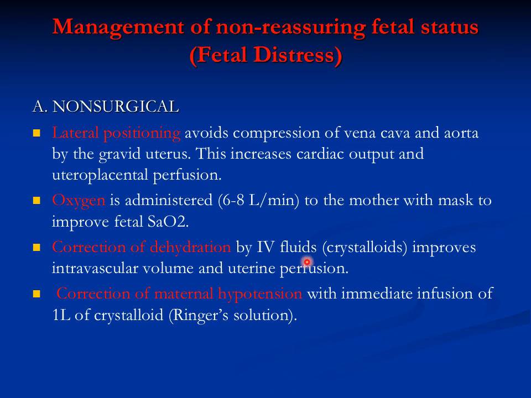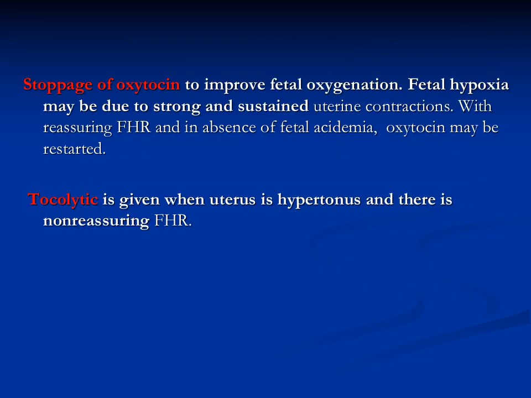Correction of dehydration. We give the patient intravenous fluid to improve the intravascular volume and uterine perfusion. Correction of maternal hypotension: immediate infusion of crystalloid fluid. Stoppage of oxytocin. If the cause is excessive frequent contraction, then stop the oxytocin until the contractions subside, and then when the fetal heart is reassuring and there is absence of fetal anemia, oxytocin may be restarted.